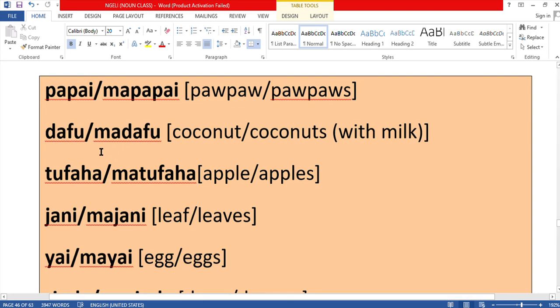It is not mature enough, so it is dafu. It has milk inside. When it's mature, you say nazi. But for now, we say dafu, madafu. Okay? Tufaha, matufaha. Jani, majani.